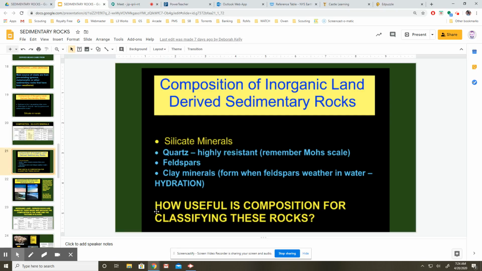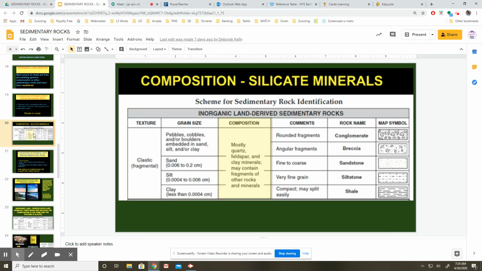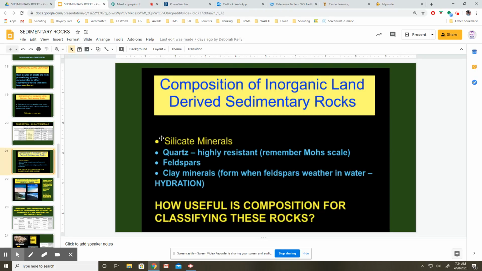So how is the composition useful for identifying these rocks? It's not that good. We can come back to this slide and see that if we just look at the fact that the rock has quartz in it, it could be any of these rocks here, and that's not a good enough indicator. So the fact that silicate minerals are present, which is quartz and feldspars and clays, is not good for identification. What are we going to use instead? Well, we're going to use particle size.